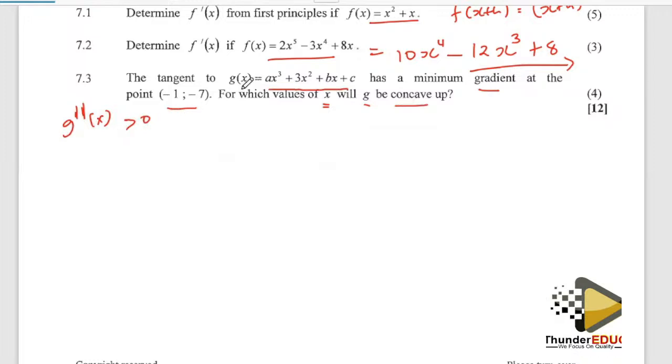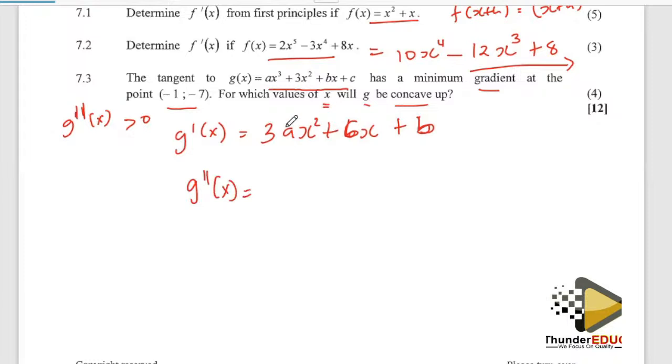I need to first of all get my second derivative of this. So I'll say my first derivative is going to be 3ax squared plus this, and that is going to give me 6x. That's going to give me just a b. This is a constant, so it falls out. Then my second derivative, 2 times 3, that is 6ax. Then 1 and that is going to be 6. The b will fall out.